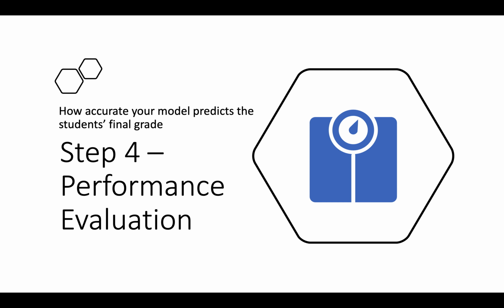By evaluation here, what you need to answer is how accurately your model predicts the student final grade on the unseen data. You have some sort of accuracy on the training dataset, but now that the model is trained, how well can you predict the final grade of the students in the test dataset? This is your step 4.